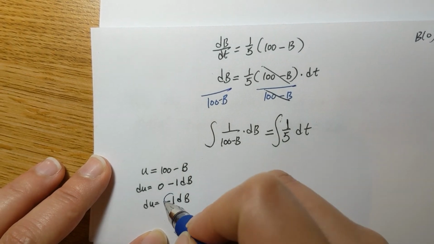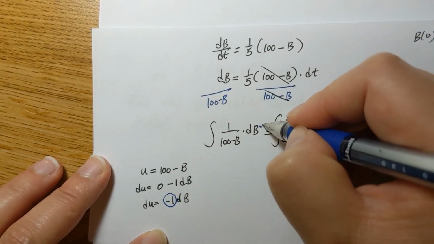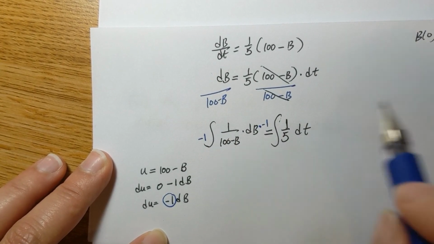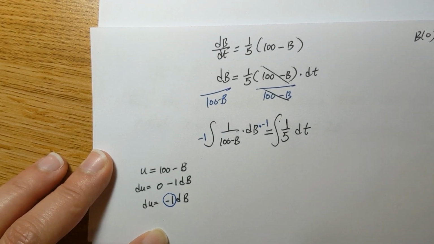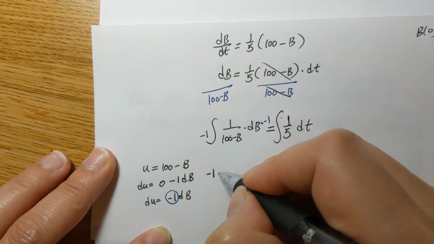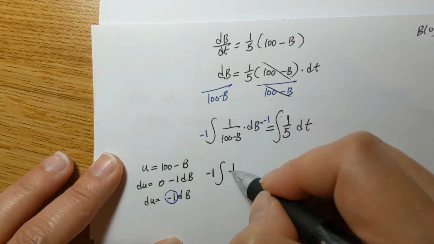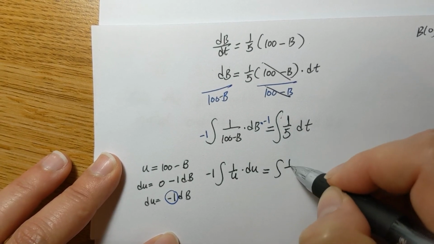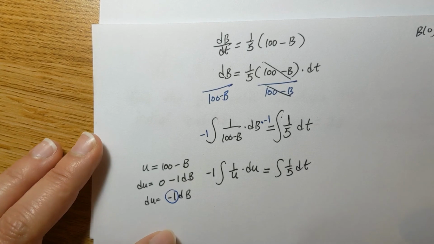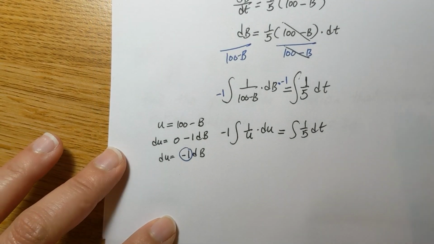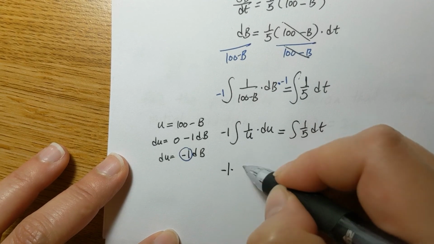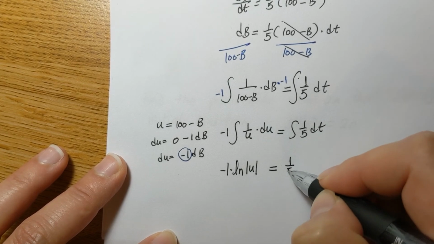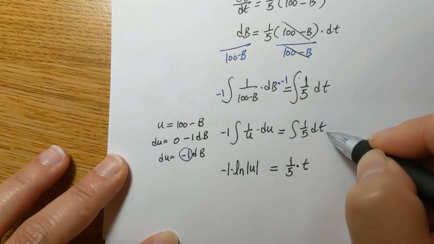I need a negative. So we multiply by negative 1 and then multiply by negative 1. Negative 1 times negative 1 cancel each other. So now we're going to have negative 1 integral, and then here becomes 1 over u, and then dB times negative 1 becomes du. And then I'm going to keep the right side the same, we're going to integrate a little bit later. So now we're going to have -1 stay the same, ln absolute value equals 1/5 times t, because the variable is t, plus c.